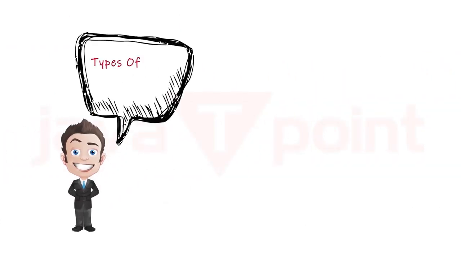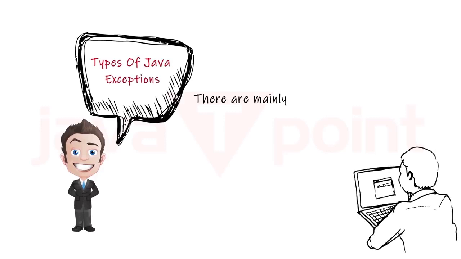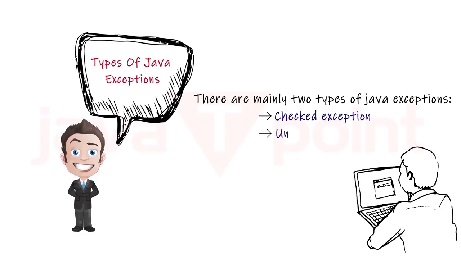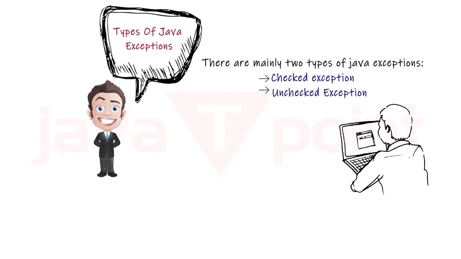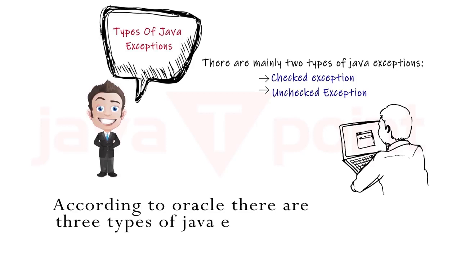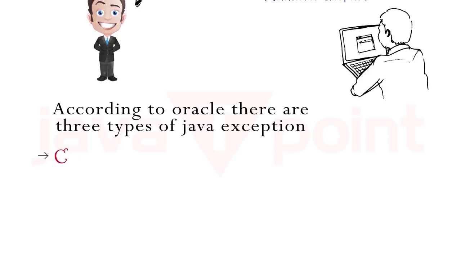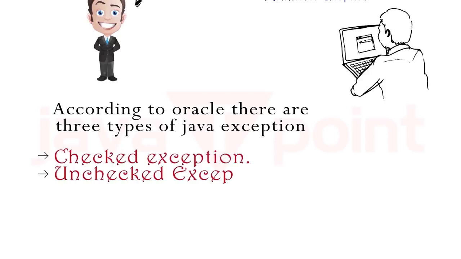Let's see what are the types of Java exceptions. There are mainly 2 types of Java exceptions: checked exception and unchecked exception. According to Oracle, there are 3 types of Java exceptions: checked exception, unchecked exception, and error.